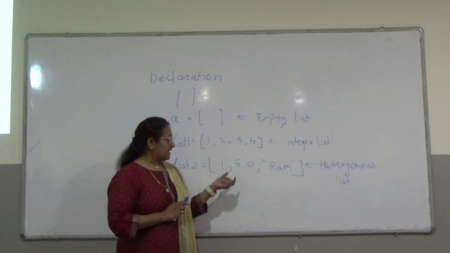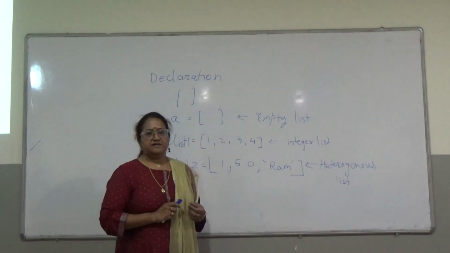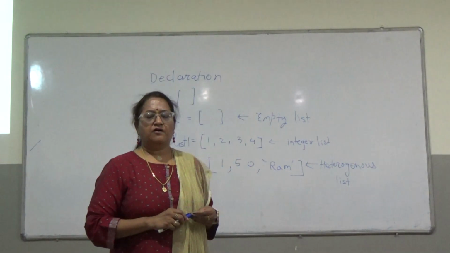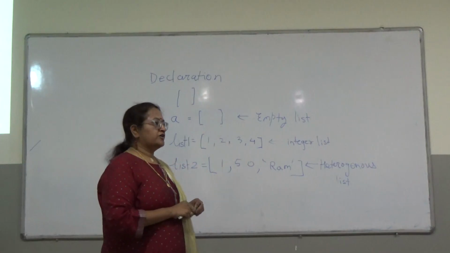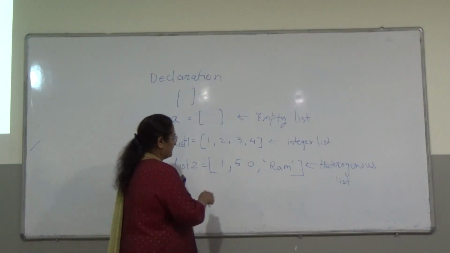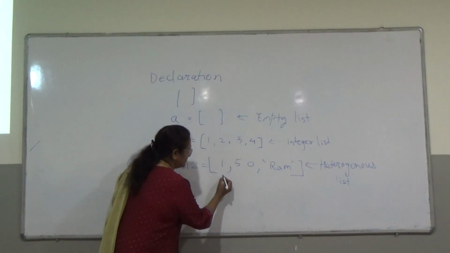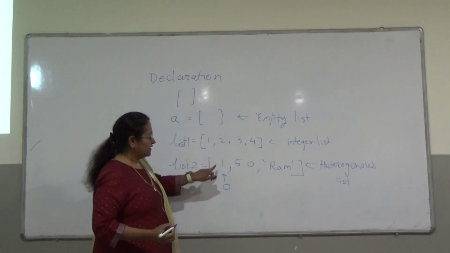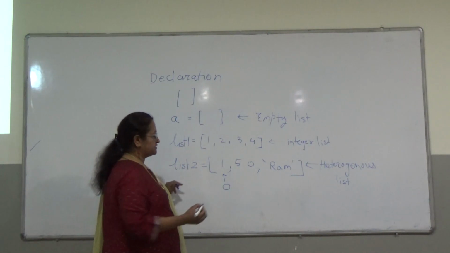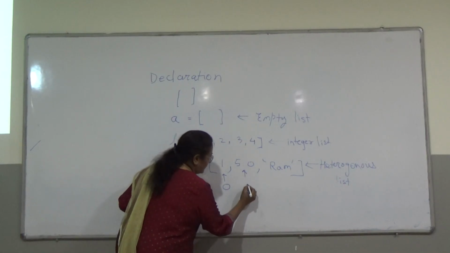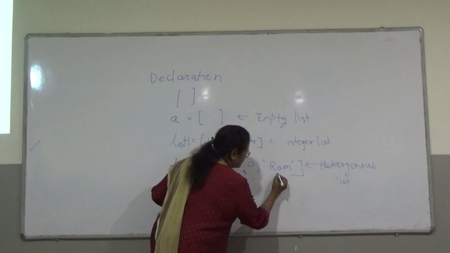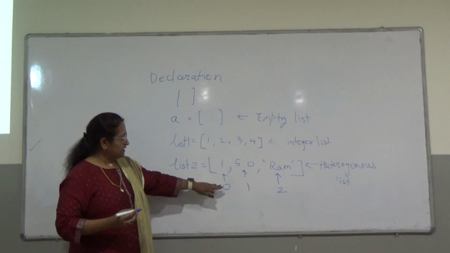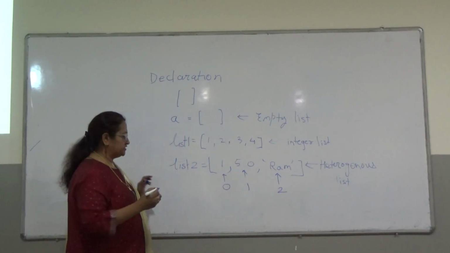Second property, we can say that every element in the list has a specific position. That is why it is called an ordered data structure. Now what do we mean by ordered? What is the specific position? Here we can see that there are 3 elements. Each element has a specific index position starting from 0. So here 1 has the index position 0, 5.0 has the index position 1, and the string RAM has the index position 2. So every element has a specific index position.